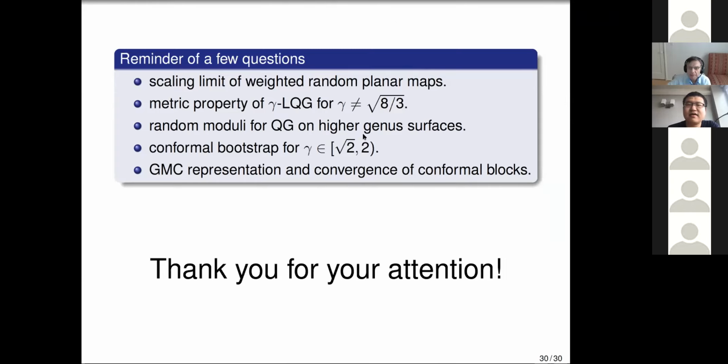Okay, so I'm looking at chat and I don't see any questions, but let me ask a question myself.